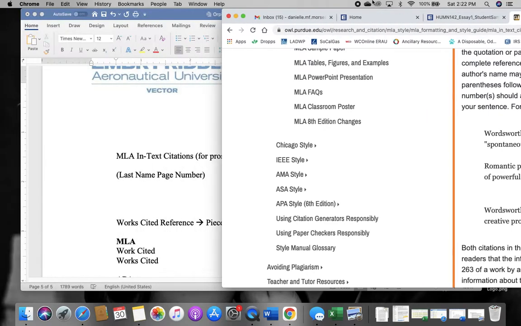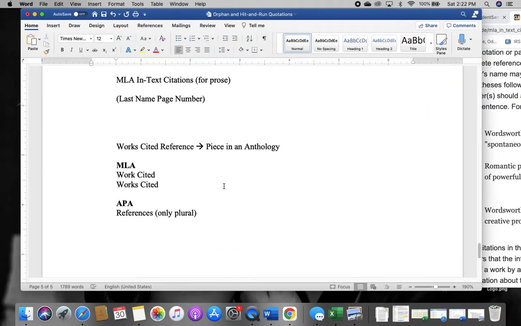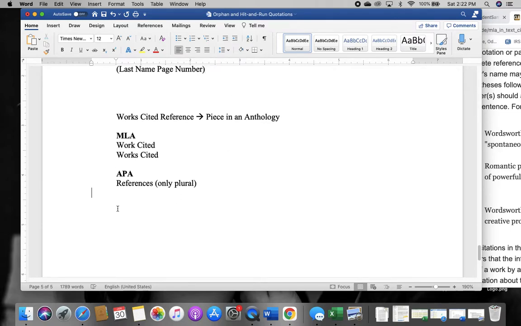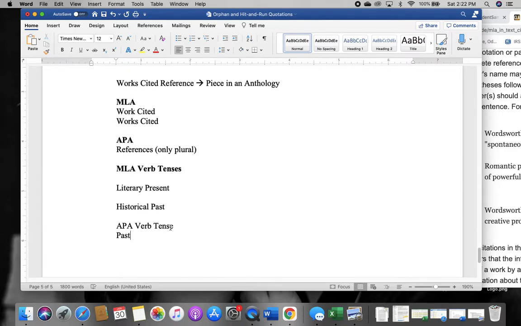The last thing I'm going to talk about here is those verb tenses. And like I said, we have the literary present and the historical past. And just for comparison, verb tense, past. That's it.